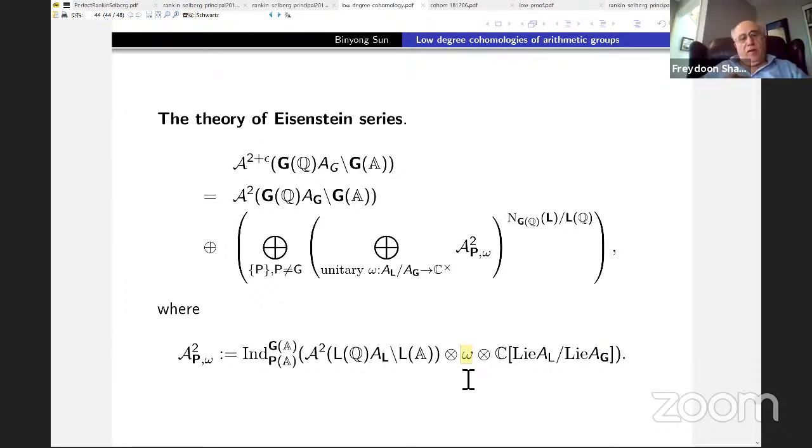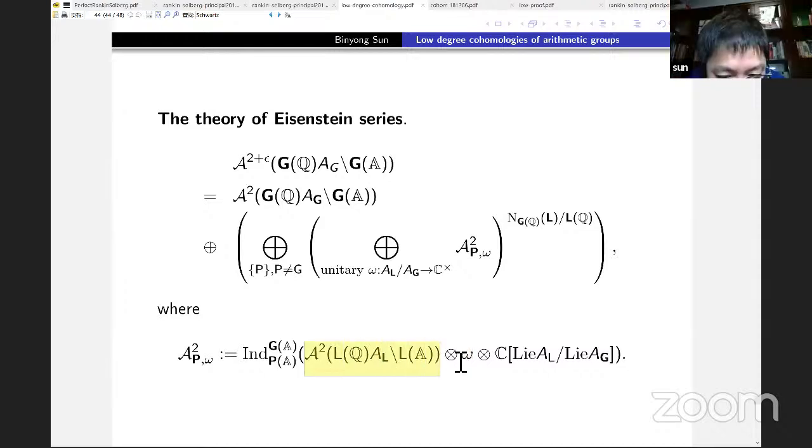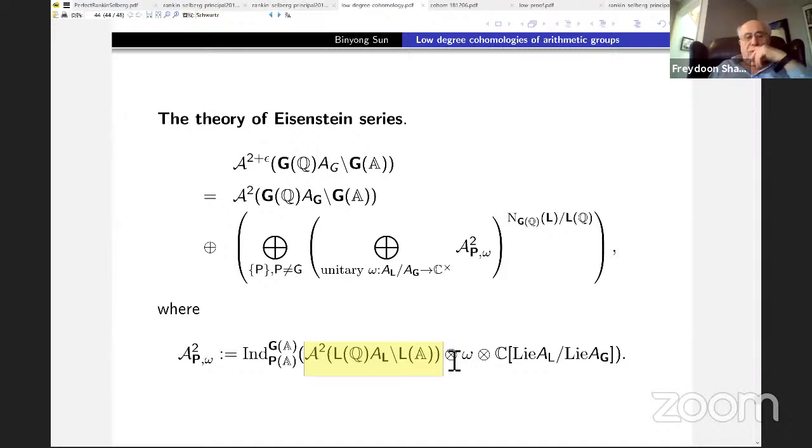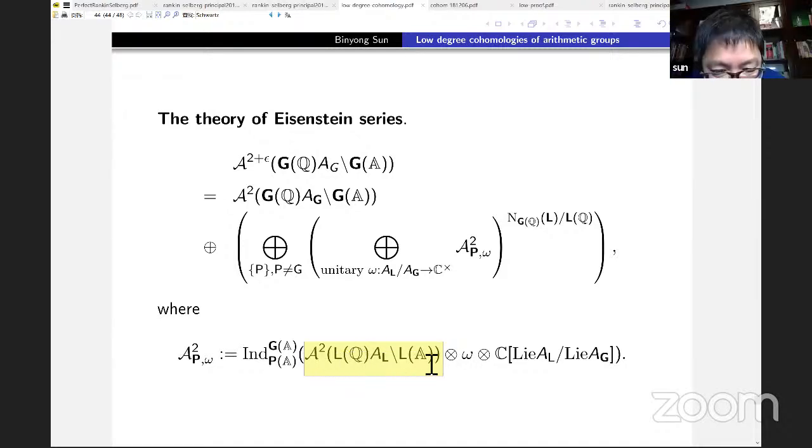You have the A2 plus epsilon, which is the whole tempered spectrum, but that's equal to the discrete part plus the things coming from the Levis. So that's the Eisenstein series stuff. A2 is a discrete spectrum, and this also is A2 discrete series, A2 of G(Q) mod G(A).